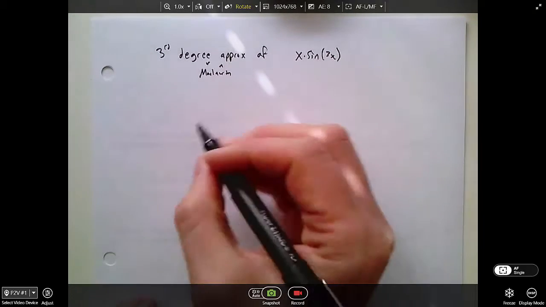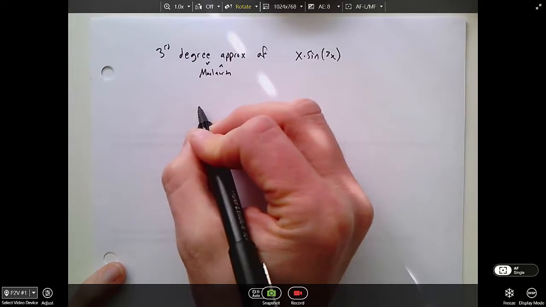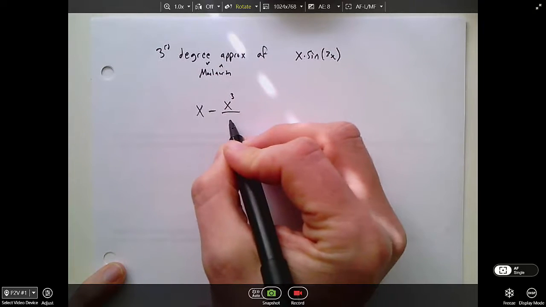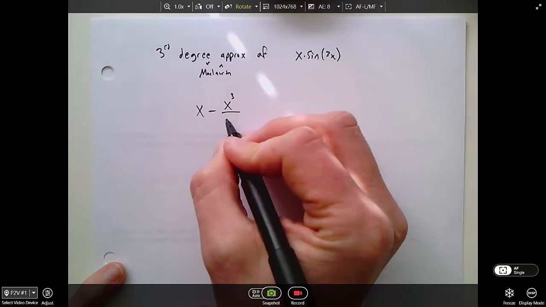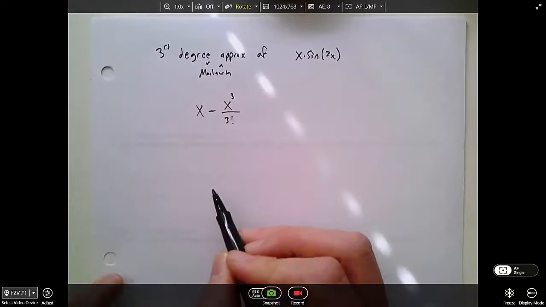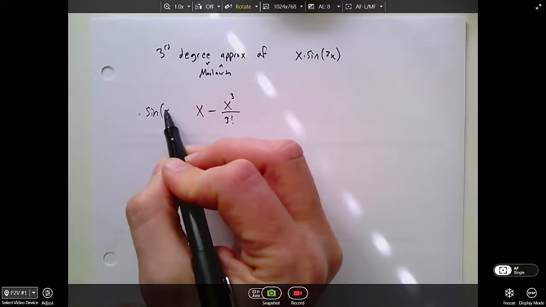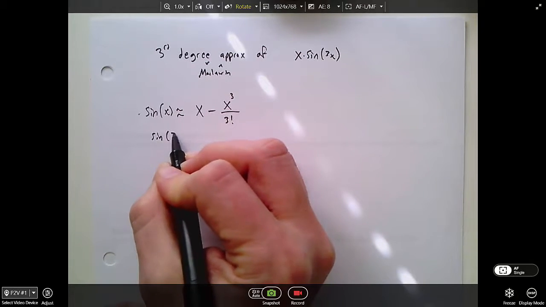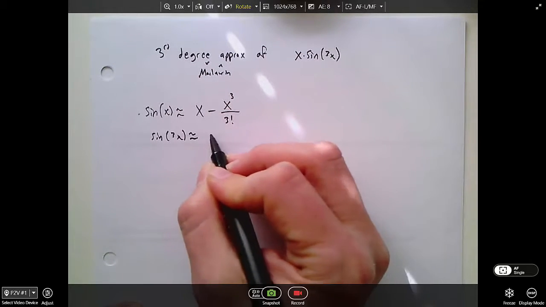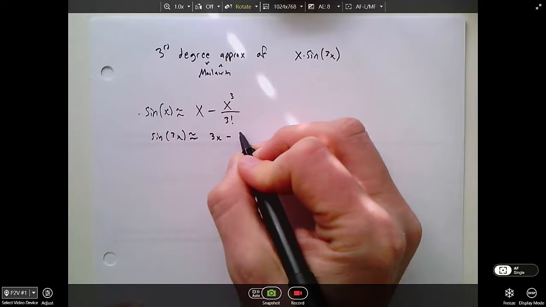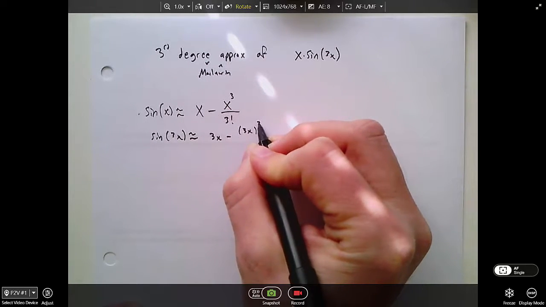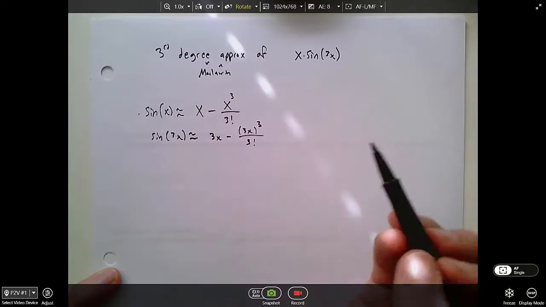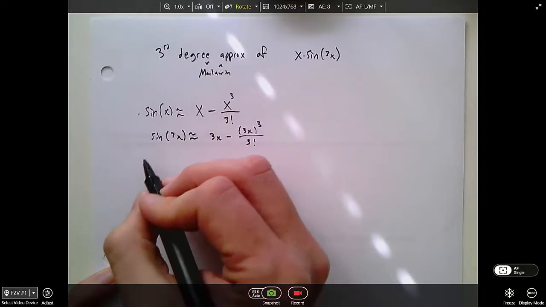So if we're doing that, we take the series for sine, which is x minus x cubed over, well, you know, we're really already done here. We don't need more terms than that. So that's an approximation for sine x. Let's substitute in 3x. So that gives us 3x minus 3x cubed over 3 factorial. And then we're going to multiply the series by x.